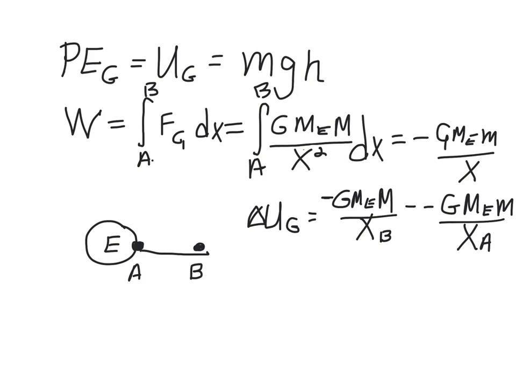Now, the mathematical reason comes out of the integration, but the physical reason that gravitational potential energy is negative is because gravity is an attractive force. And so the energy, the number goes up, but it becomes more negative.